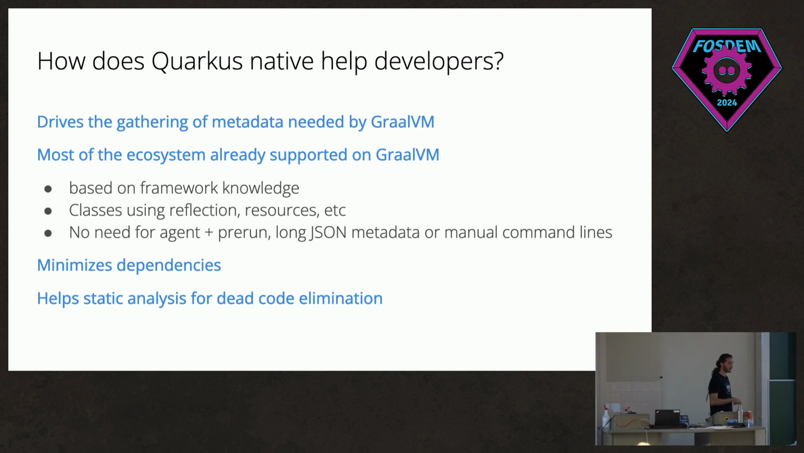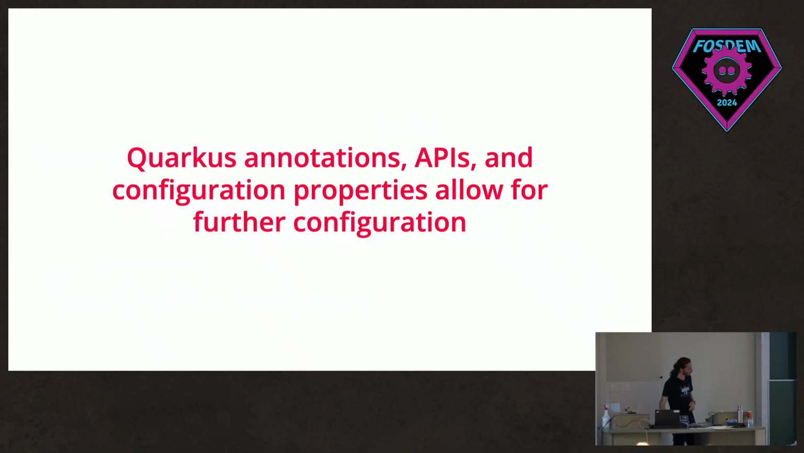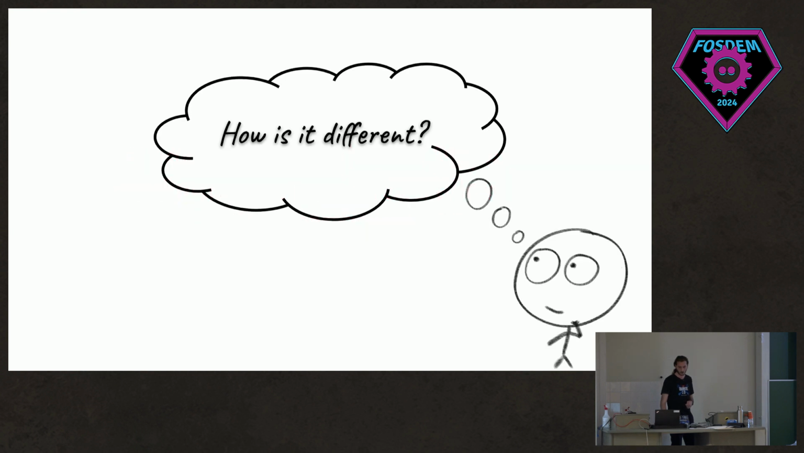It minimizes the dependencies because Quarkus already does a dependency analysis before going to native. So that allows you to pass less things to the class path, and it helps the static analysis do the dead code elimination. Furthermore, Quarkus, through annotations, APIs, and some configuration properties, allows you to further fine-tune the configuration of your application for native.